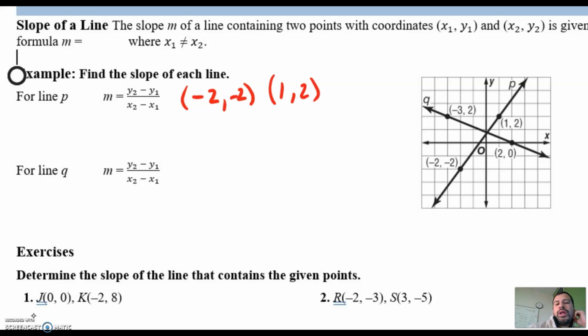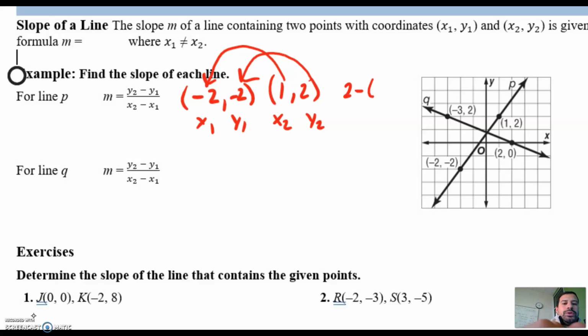If I use the formula, make sure you understand this is the order of the coordinates: x1, y1, x2, y2. It's basically just saying pick one point as your first point. Those are subscript 1s. Your other point, subscript 2s. You plug them in. You're doing 2 minus -2, and you're doing 1 minus -2. 2 minus -2 is the change in the y's. 1 minus -2 is the change in the x's.